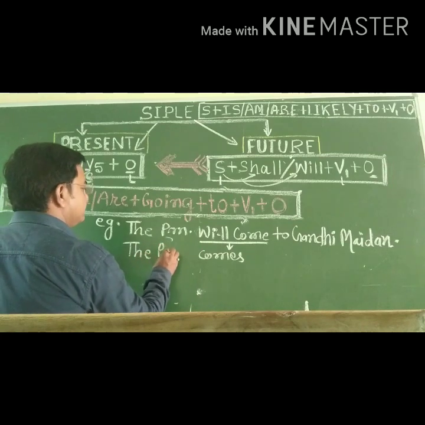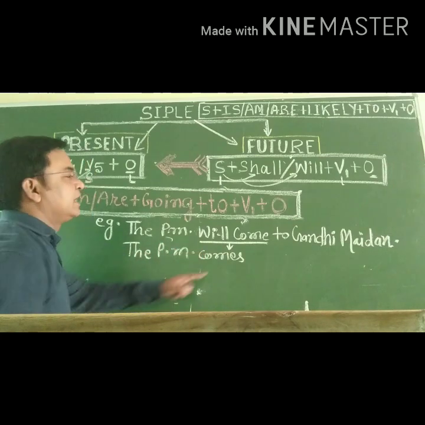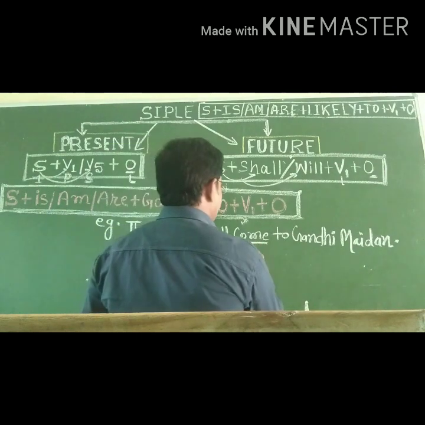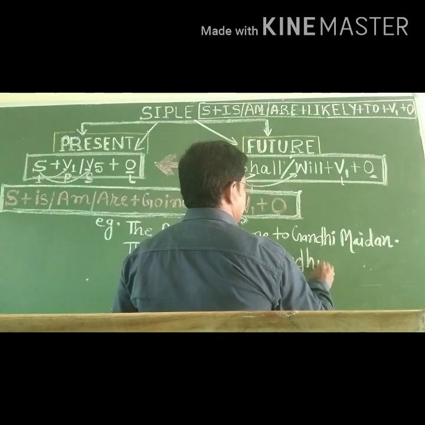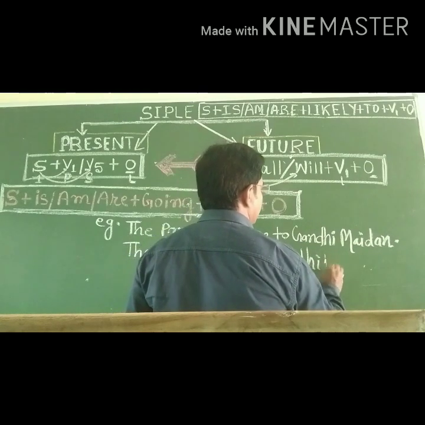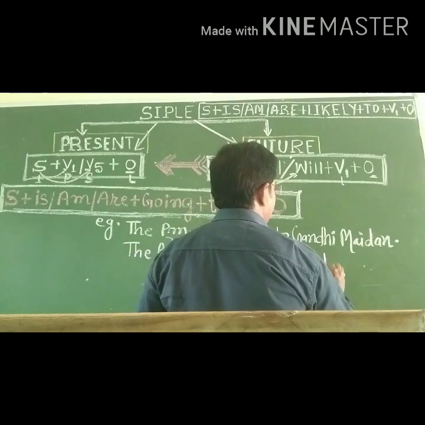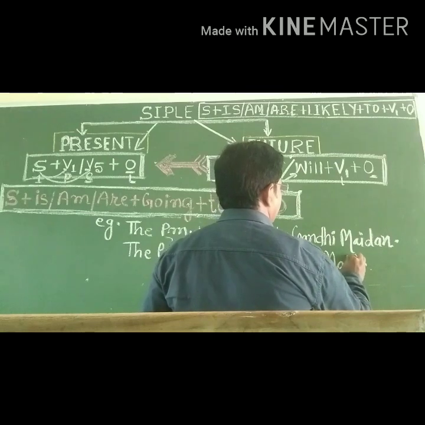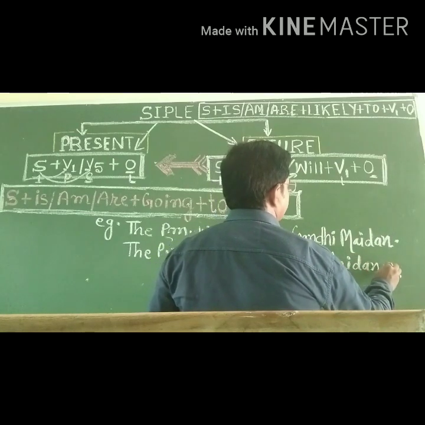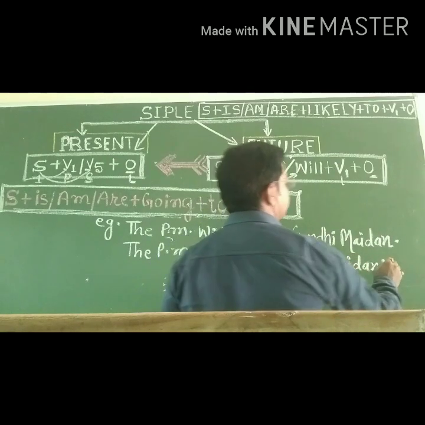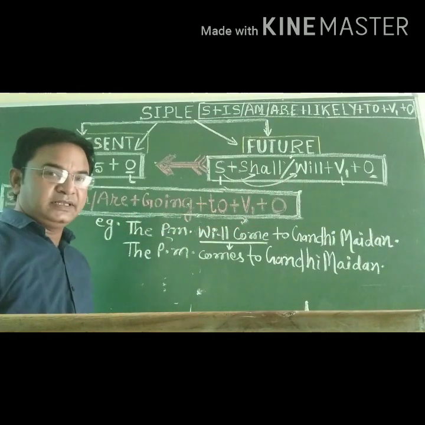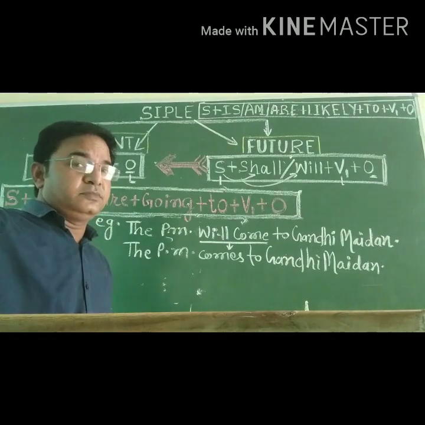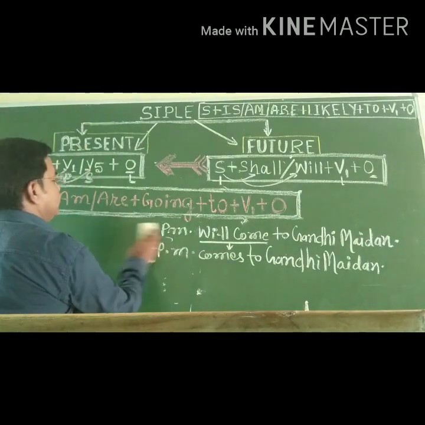And at the place of PM, write PM only. The PM comes to Gandhi Maidan. Okay? Getting it? Now come to the next example.